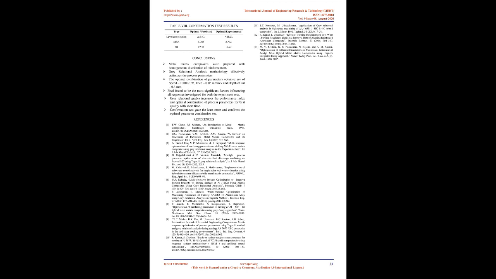accurate. Conclusions. Metal matrix composites were prepared with homogeneous distribution of reinforcement. Gray relational analysis methodology effectively optimizes the process parameters. The optimal combination of parameters obtained is speed 1000 rpm, feed 0.03 mm/rev and depth of cut 0.3 mm. Feed was found to be the most significant factor influencing all responses investigated for both the experiment sets. Gray relational grade increases the performance index and gives the optimal combination of process parameters for best quality with short time. Confirmation test gave the least error and confirms the optimal parameter combination set.